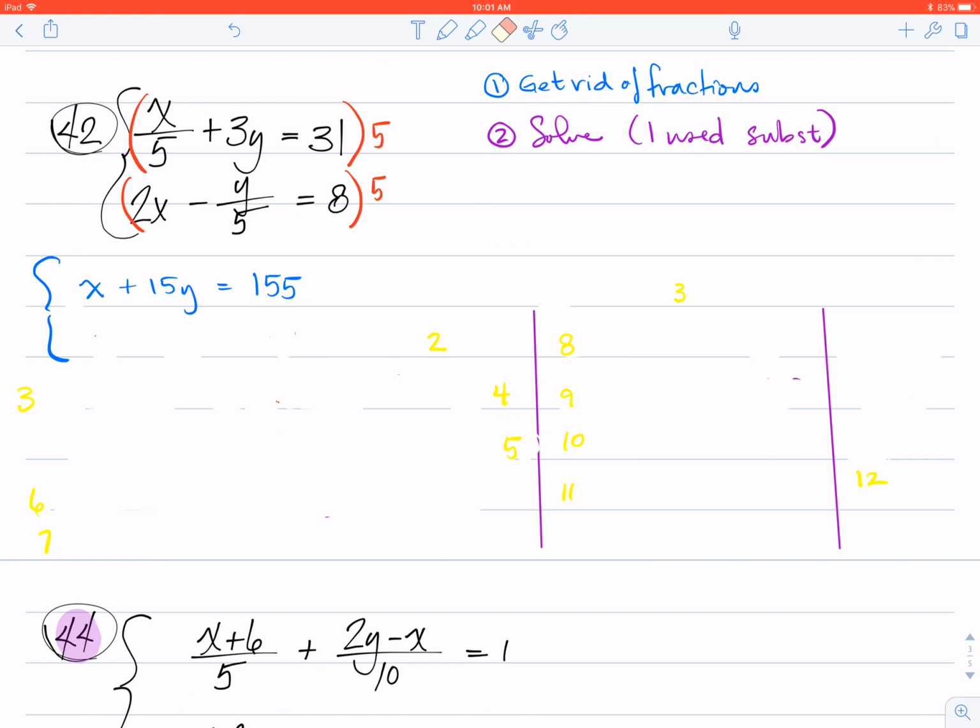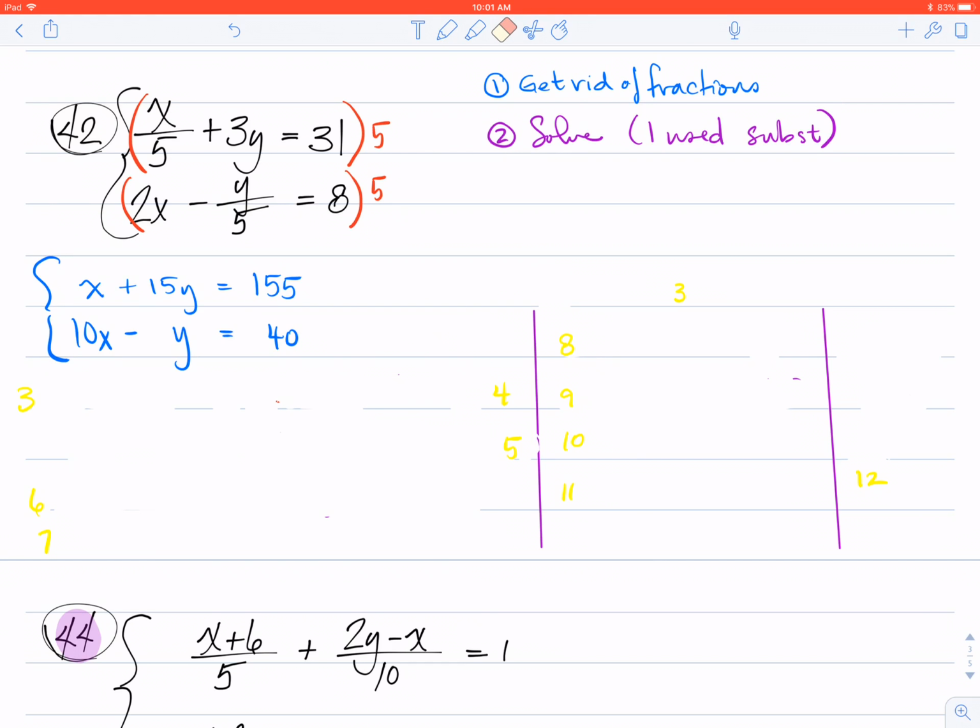When I multiply the first equation by 5, I'm going to get x plus 15y is equal to 155. When I multiply the second equation by 5, I'm going to get 10x minus y is equal to 40. Don't forget to distribute to all of the terms in your equation.